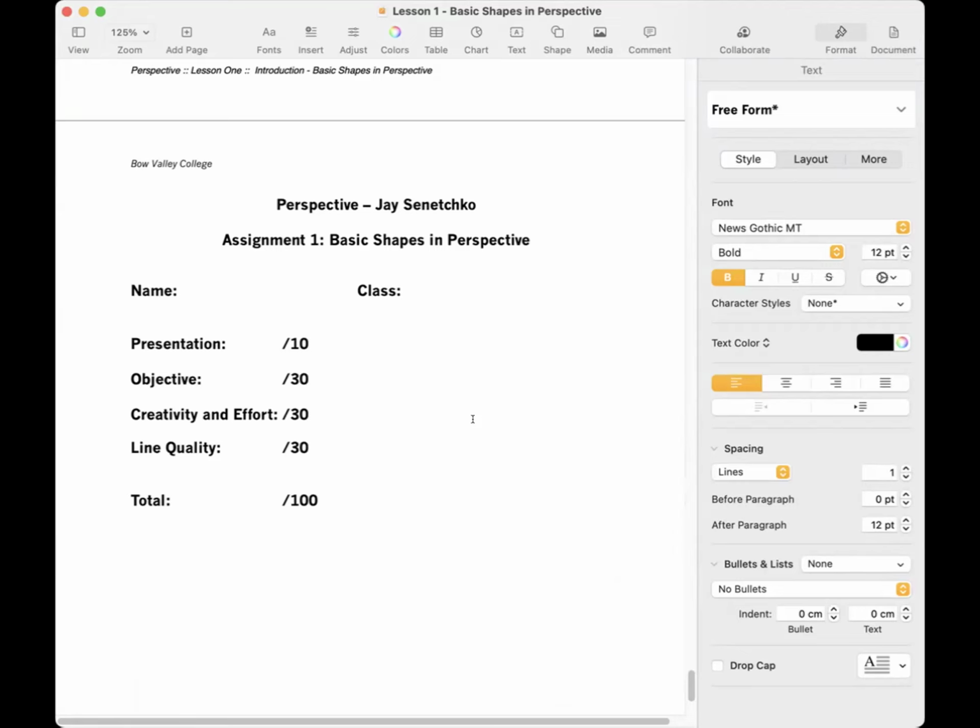Do not shade. A, because we're going to be using value at a certain point, but in a very particular way. B, it's a waste of your time, and it makes it more difficult for me to actually see the perspective that you're trying to draw.